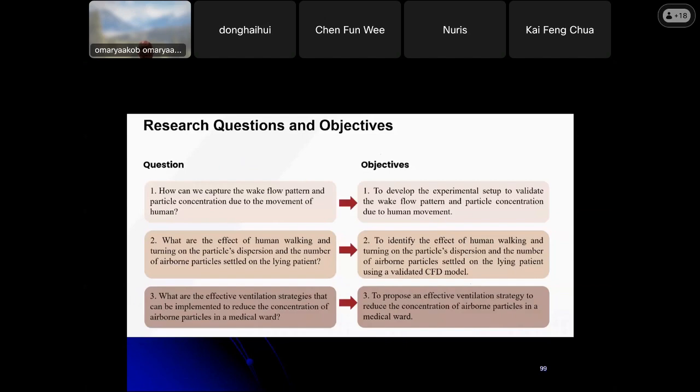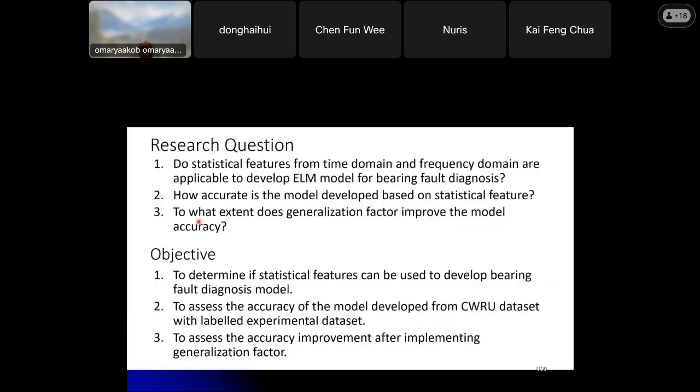Okay, another example. Research question: do statistical features of time domain and frequency domain apply to the ELM model? How accurate is the model? To what extent does the generalization factor improve? And you see the research questions are again very much related to the objectives. Sorry, the objectives are related to the research questions. So this is to determine how accurate, to assess the accuracy. To what extent does the generalization improve, to assess the accuracy.